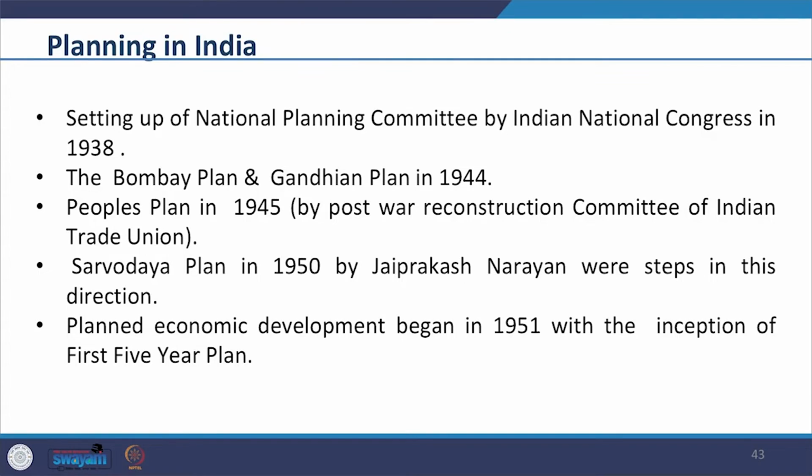We had initiated strategic and futuristic planning in India even before independence through the setting up of the National Planning Committee by the Indian National Congress in 1938, the Bombay Plan and the Gandhian Plan in 1944, and the People's Plan in 1945 by the Post-War Reconstruction Committee of Indian Trade Unions. We see the Sarvodaya Plan in 1950 by Jayaprakash Narayan as steps in this direction of strategic and futuristic planning. Our planned economic development began in 1951 with the inception of the first five-year plan.